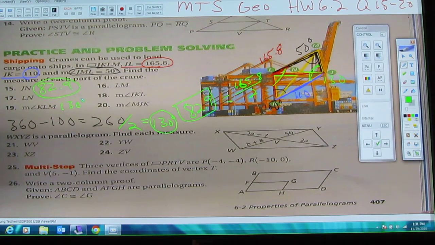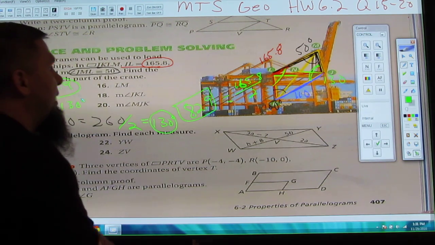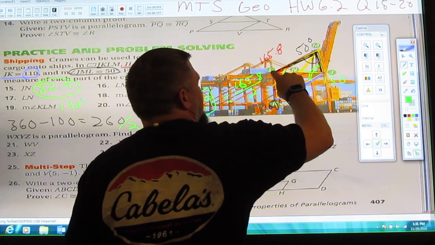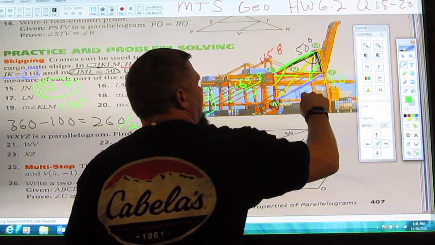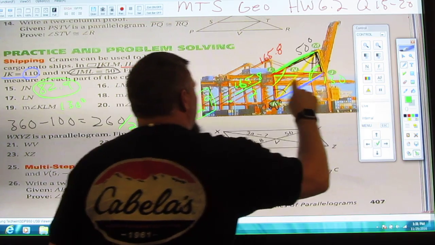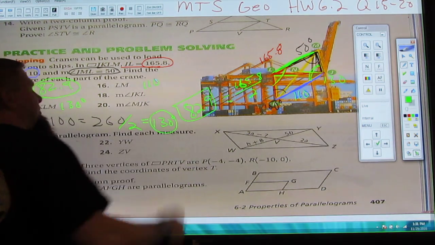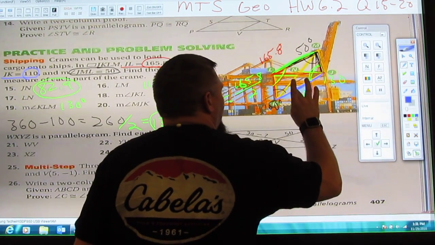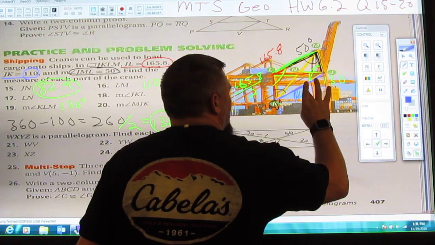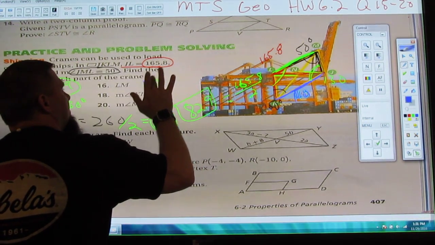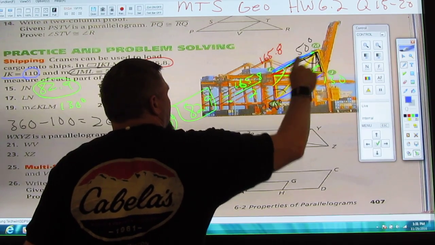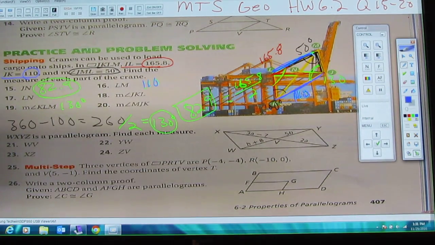Now LM is the other side. That's the other side of this blue. So it's this side right here. So it would be equal to this. So that would be 110. Right? So if this is 110, that means that this is 110, but this side isn't. That makes sense? Okay?